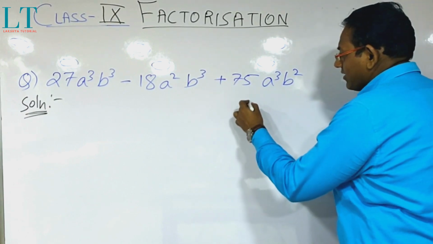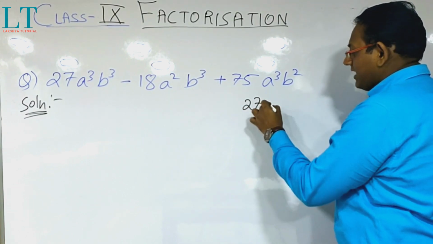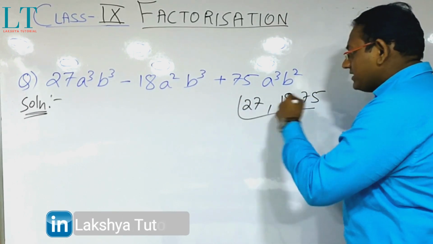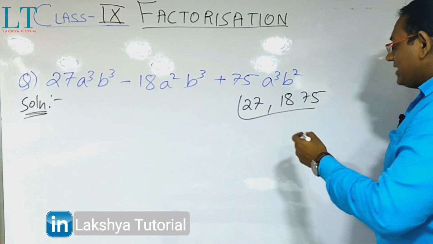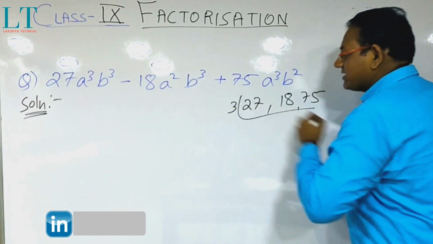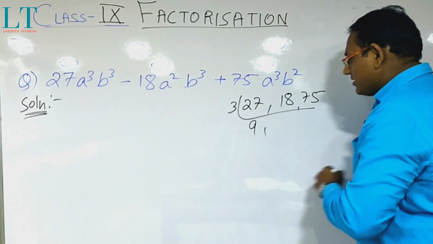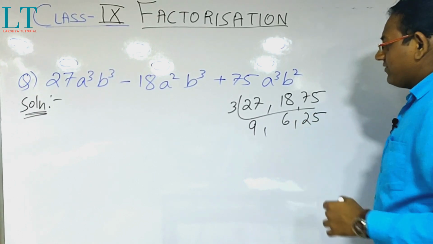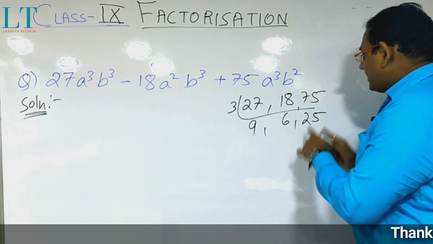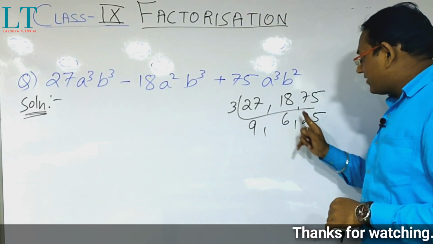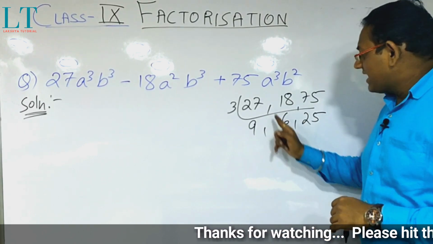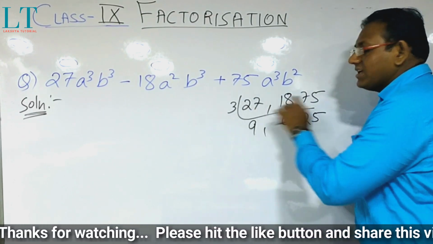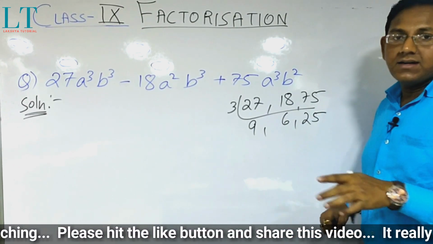So the numbers that I am getting over here are 27, then 18 and then 75. In these three terms, if we divide by 3, we will get 9 over here, 6 over here, and 25 over here. So 75 divided by 3 gives 25, 18 by 3 gives 6, and 27 by 3 gives 9. Apart from taking 3 common, we are not getting any other number common.